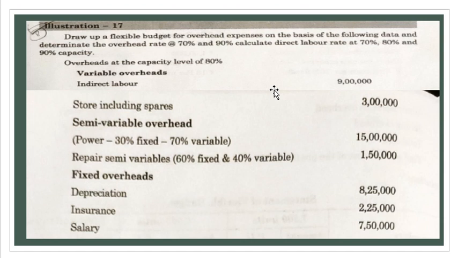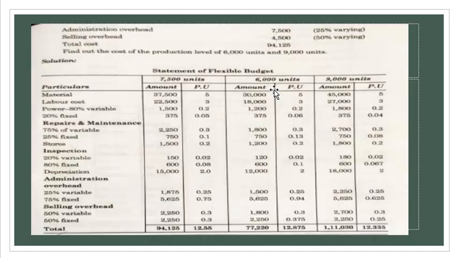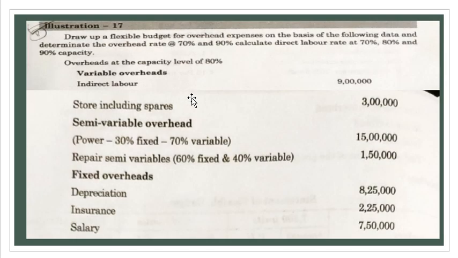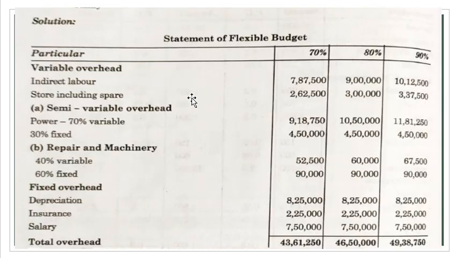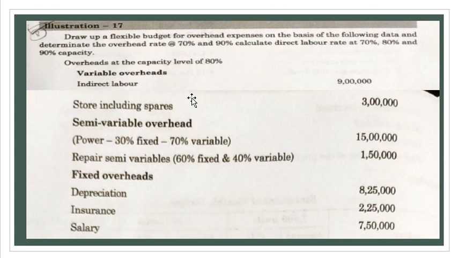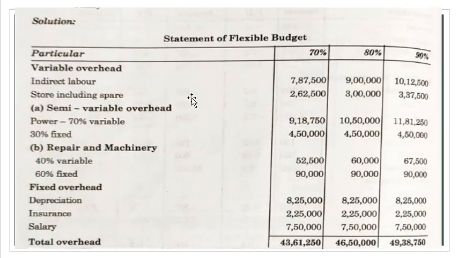So there is no need for us to have a classification and cost per unit as we have shown in the previous question we solved. It is directly the amount, because units information is not given, nor is cost per unit value. So we have 70%, 80%, 90% and particulars. What is your first expense? Variable overheads. Under variable overheads, indirect labor and stores including space are given, which are 9 lakh and 3 lakh, for 80%.